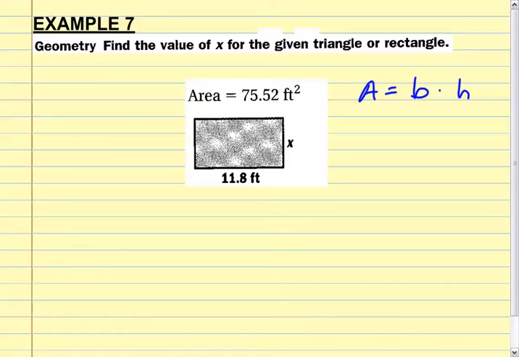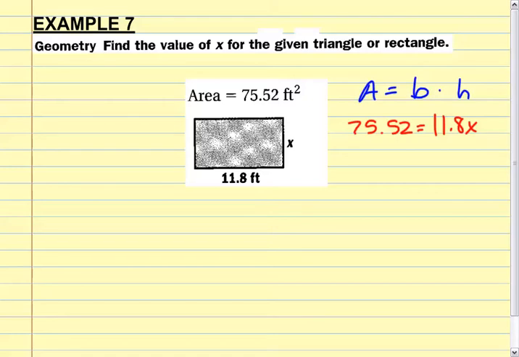Now, Lou, let's fill in the values we know. Do we know the area? Yes, it's 75.52. Okay? Casey, do I know the base? What is it? 11.8. And Bennett, do I know the height? No. So I'm just going to put x in its place. Okay? Now I have an equation.